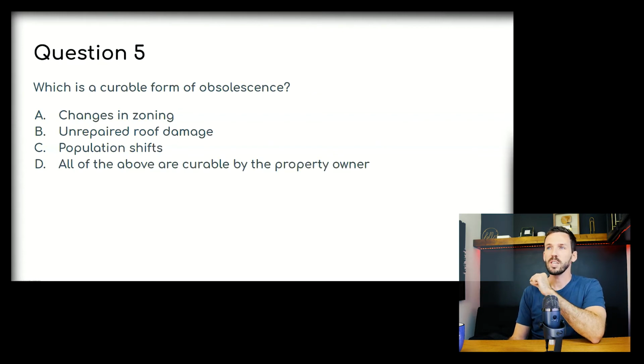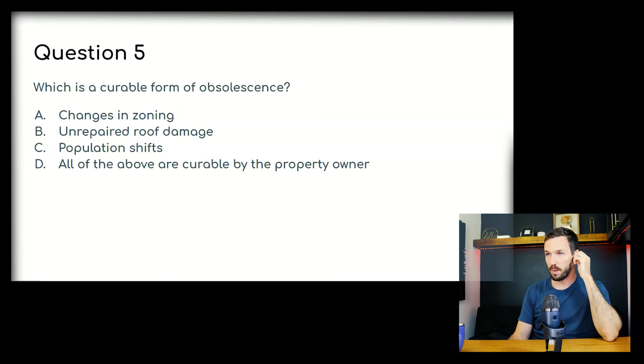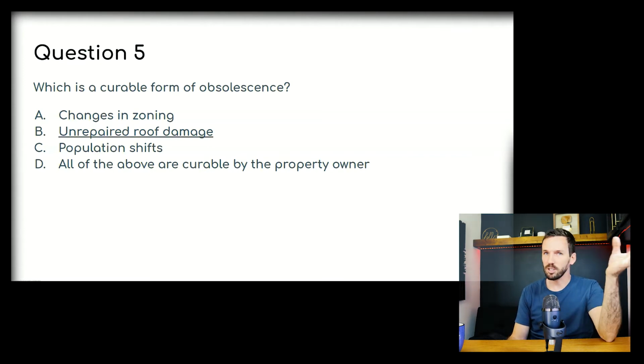Question 5. Which is a curable form of obsolescence? Changes in zoning, unrepaired roof damage, population shifts, or all of the above. So zoning can't really be changed, a damaged roof can, and population again can't really be changed. Those aren't curable. B is the answer. You can hire someone to replace your shingles. You can't really go and change zoning, although you can fight for it in town meetings or in a formal request, I suppose, but it's not really curable.